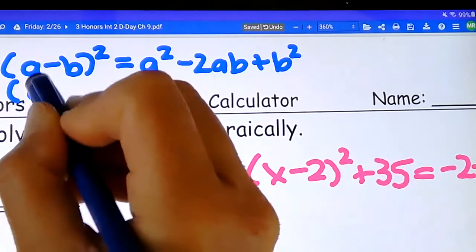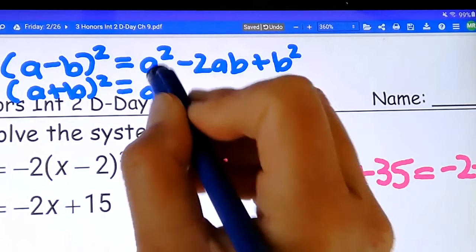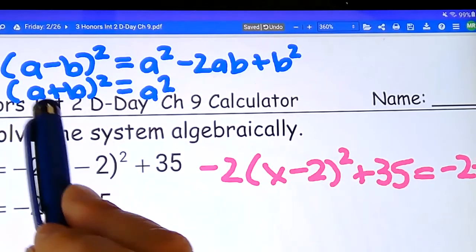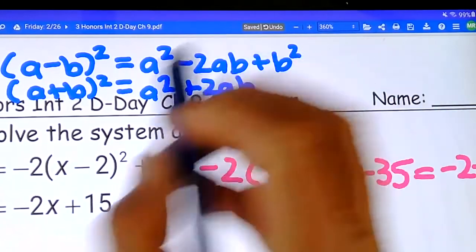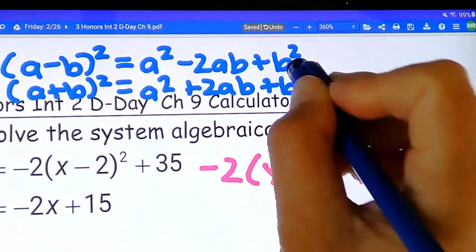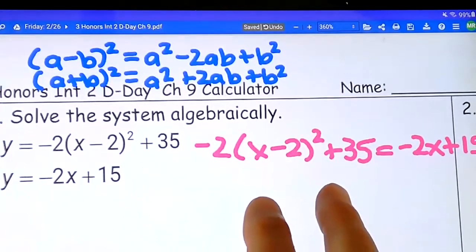Or if you had it with a plus, same idea, you square the first term, a squared, you multiply together ab, and you get it twice if you're doing it in the box, so you get a 2ab, you square your b squared. Okay, so that's the formula I'm going to use right here for this.